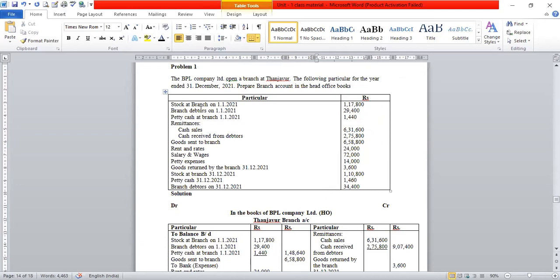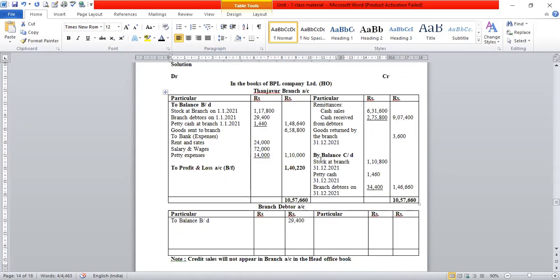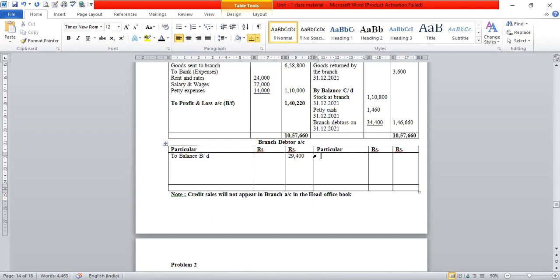Now we take the debtors. This debtors I have taken, this debtors I will take. Remaining in between, any other? This one, cash received from debtors. Yes, very good. The same we have to make a note here, by cash received from debtors.